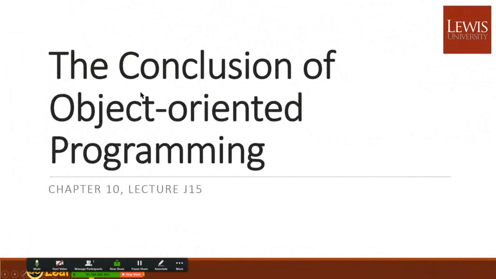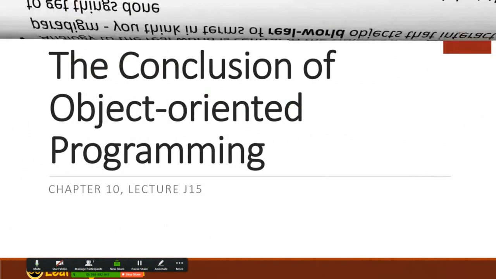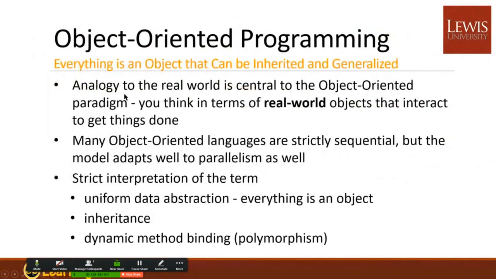Okay, so here is the conclusion for object-oriented programming. Object-oriented programming is analogous to the real world. It is central to the object-oriented paradigm. You think in terms of real-world objects that interact to get things done. Many object-oriented languages are strictly sequential, but the model adapts well to parallelism as well. That's for concurrent programming, the next chapter we are talking about.